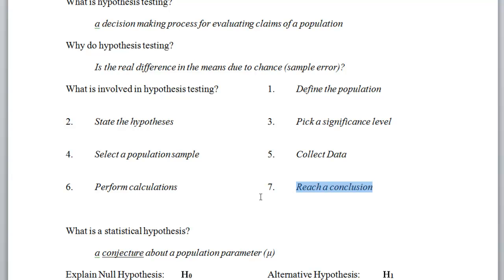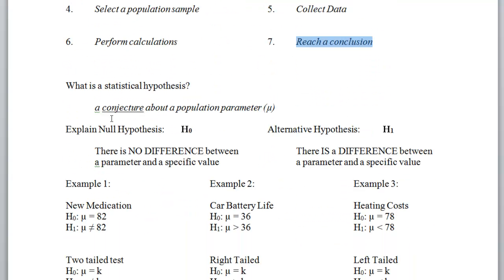Then you're going to reach your conclusion on whether your original hypothesis was true or not. Now, a statistical hypothesis is a conjecture about a population parameter, and we're going to be looking primarily at averages. We're going to see whether our average is going to change or not based on some tests. The conjecture is a fancy way of saying guess. Your conjecture can be false if you make a false guess, but that's what you're trying to do: put things together to see if there's a change.